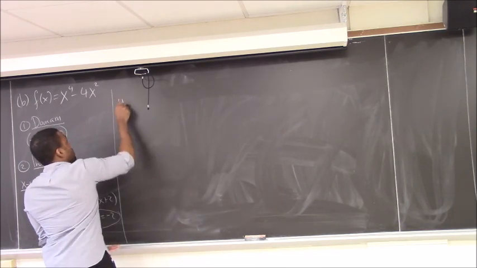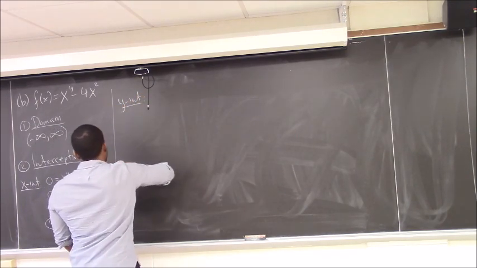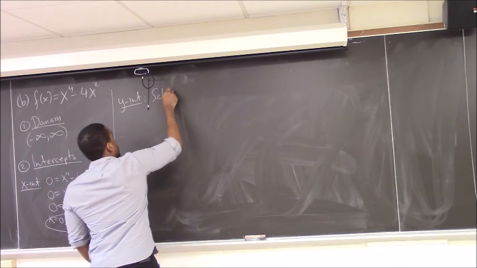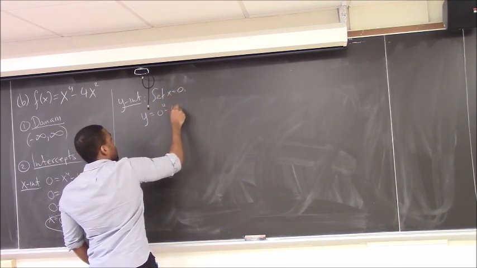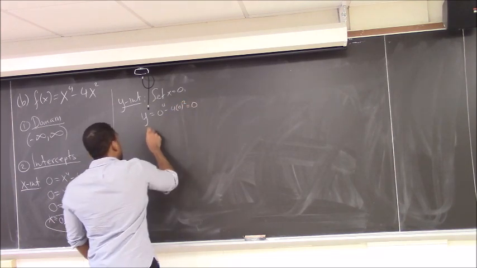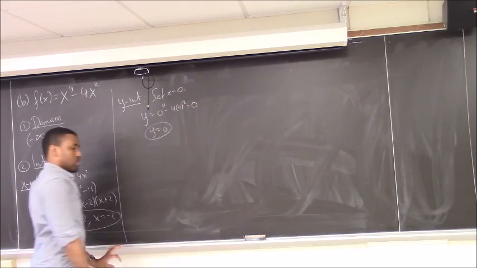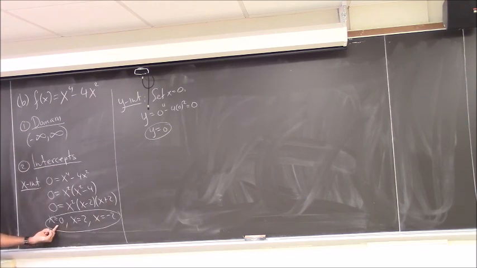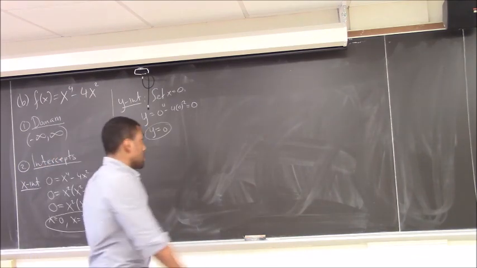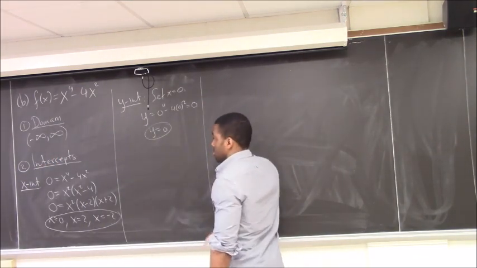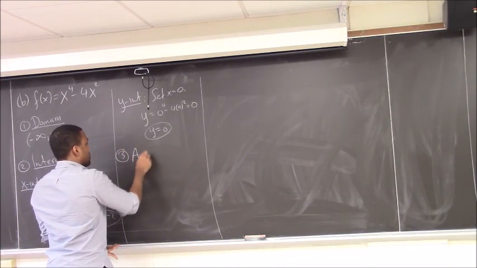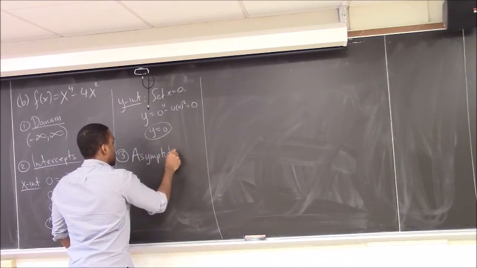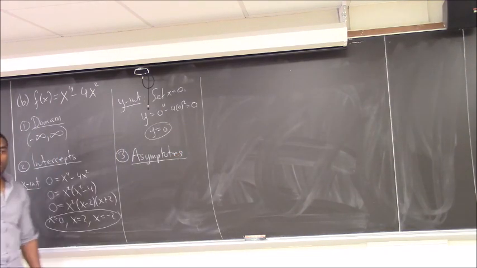What about the y-intercept? Since x equals 0, solve for y. So your y would be 0 to the fourth minus 4 times 0 squared, which is 0. So y equals 0 is the y-intercept. Which makes sense, right? If x equals 0, the y must be 0. So this guy has intercepts. Step 3, asymptotes. Where are the asymptotes?